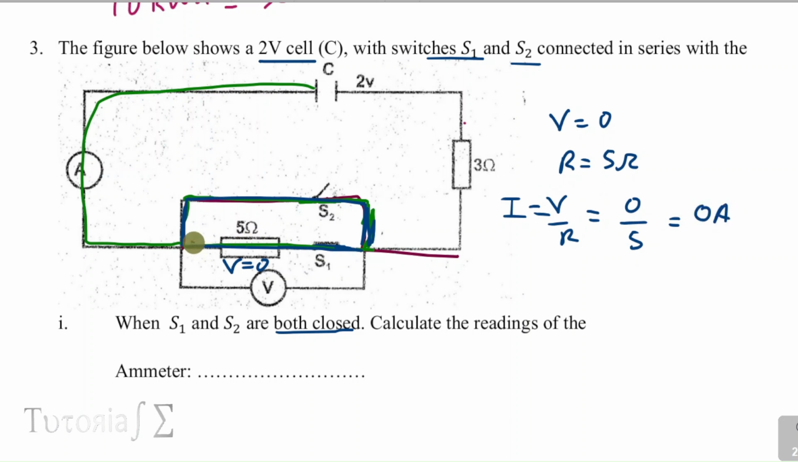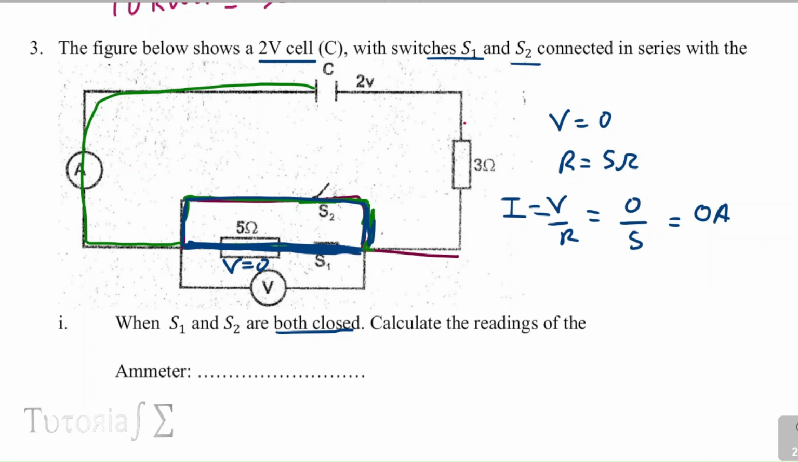So meaning that in this blue line here, there will be almost zero current, almost zero. So why am I saying almost zero? Because current is not much affected by resistance. But since voltage is zero, most likely there'll be no current here.